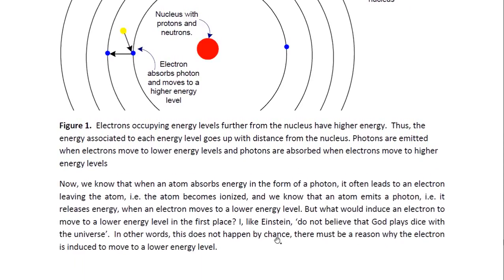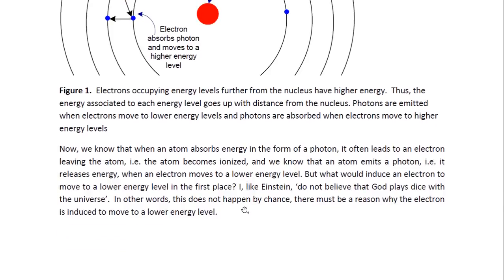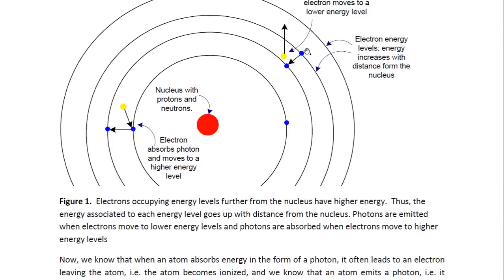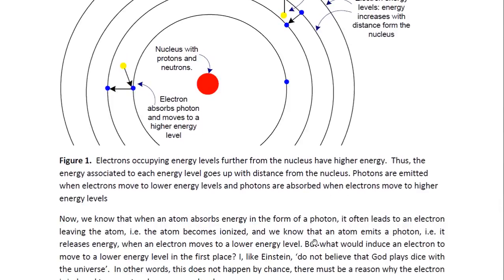Now we know that when an atom absorbs energy in the form of a photon, it often leads to an electron leaving the atom, i.e. the atom becomes ionized. And we know that an atom emits a photon, i.e. it releases energy when an electron moves to a lower energy level. So that's what's occurring here.